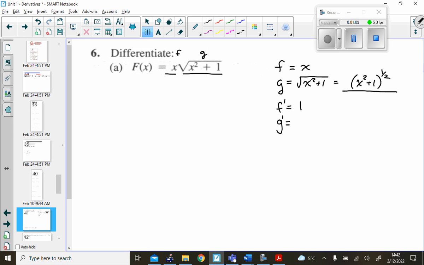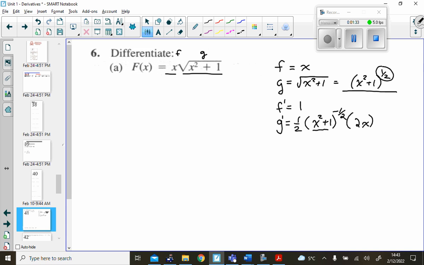So the way you do chain rule here is you drop this 1/2 down, you keep the bracket the same, you subtract 1 from the power and get negative 1/2, but then you multiply by the derivative of what's inside this bracket. The derivative of x squared plus 1 is 2x.